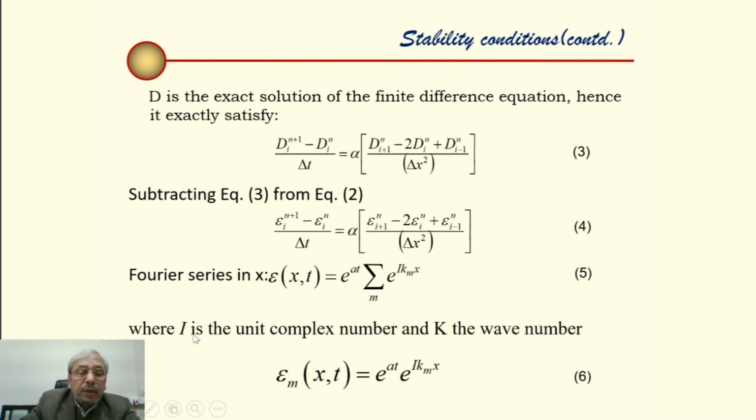That means root over -1, and k is the wave number. So we can write epsilon m(x,t) equal to e to the power at. This is the exponentially growing component, and this is e to the power I km x, a term of a Fourier series.